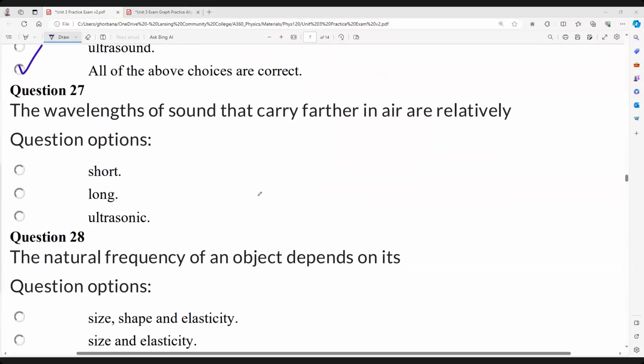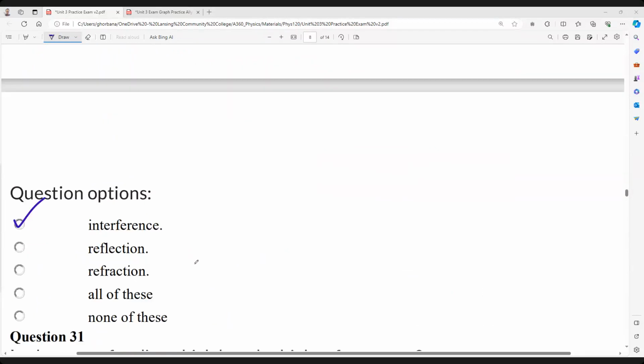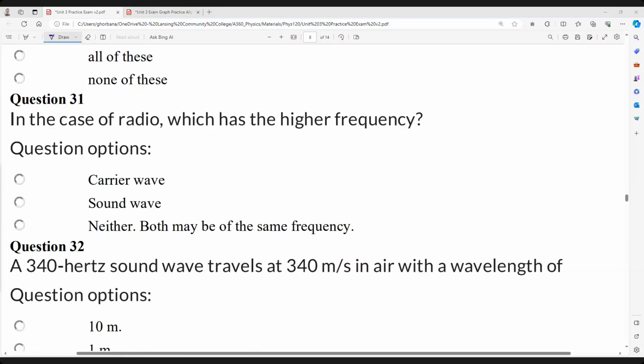So number 31, in the case of radio, which has the higher frequency, carrier wave or sound wave? Carrier wave. Sound wave is 340 meters per second. But the radio wave is almost the velocity of light. So the carrier wave is going to be the right answer here.